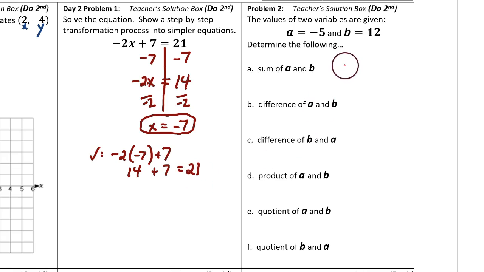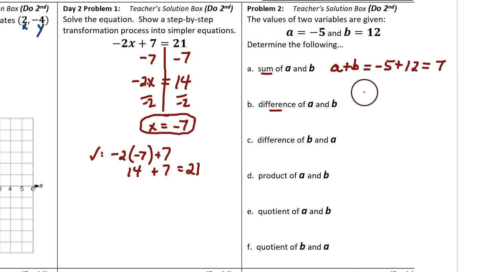Next, problem 2. The values of two variables are given. A is negative 5, B is 12. Determine all of the following. First, we want the sum of A and B. That means A plus B. A is negative 5 and B is 12, so negative 5 plus 12 is 7.